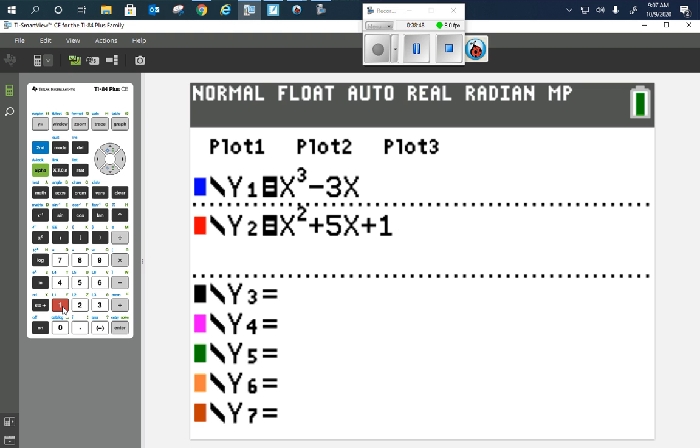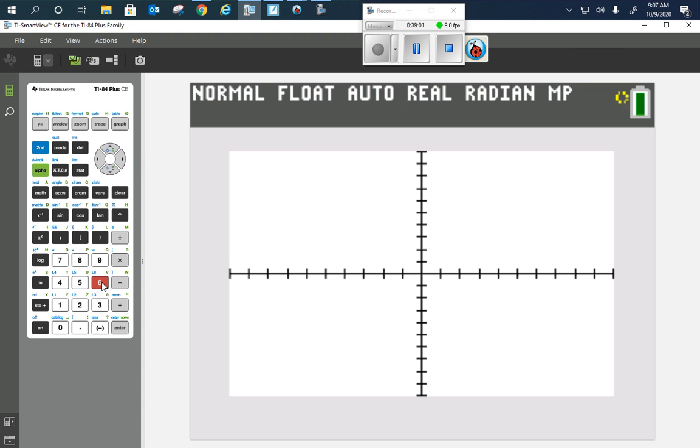Do I have them typed correctly? Will they both graph? How do I know? Yeah, both of the equal signs are highlighted, okay? I want a 10 by 10 window. How do I find a 10 by 10 window quickly? Zoom standard. So I'm going to hit zoom 6. Bam.